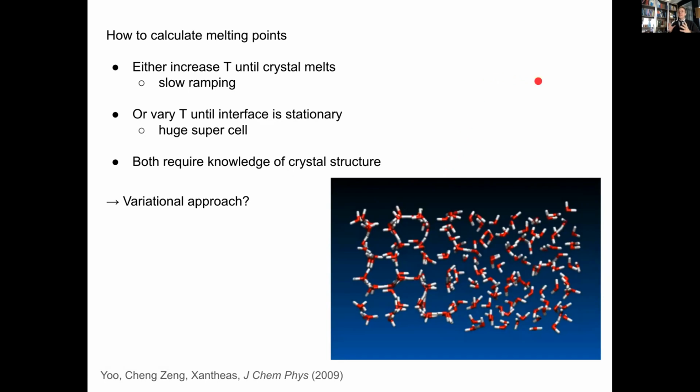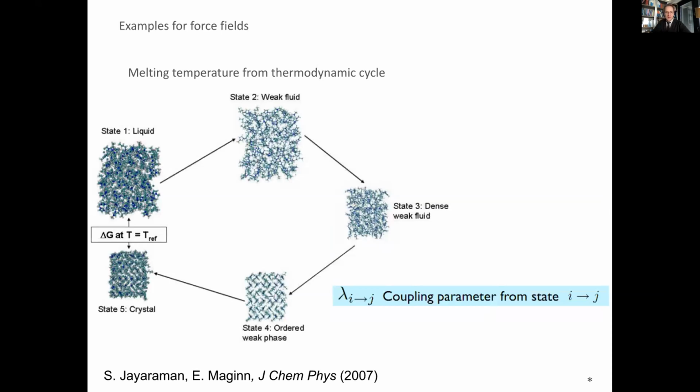So this is one of these cases where you might wonder, can alchemy actually be of help? And so here's a paper published by Sai Jayaraman and Ed McGinn in the Journal of Chemical Physics in 2007. This was part of the PhD thesis of Sai, where an alchemical thermodynamic cycle is used. Now, the way they did this was to take a molecular liquid, and you have a force field that describes it, and you weaken the interactions between the molecules, right? So then you have a weak fluid.